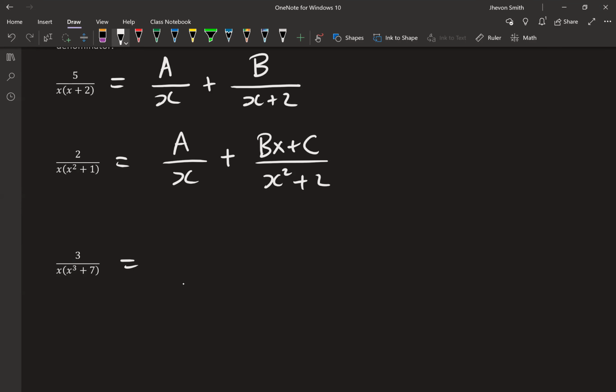Right, the denominators are x and x cubed plus 7. Neither of those can be factored further. What do you think the numerator of the first one is going to be? A, all right? Plus, what do you think the second?